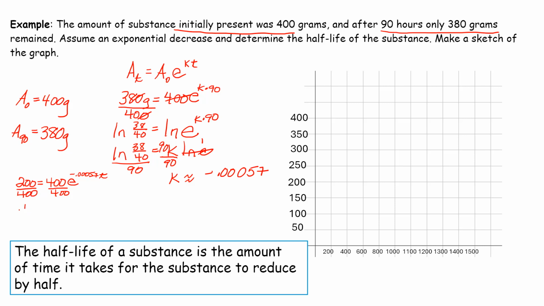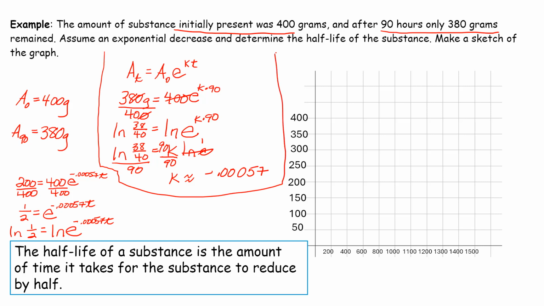So that's going to give us 1/2 equals e to the negative 0.00057t. Take the natural log on both sides to get t. Use the law of logs to bring the exponent that's in the log argument in front. I'm going to put a box around this so we don't get confused. So we'll have natural log of 1/2 is equal to negative 0.00057t times the natural log of e, which is just 1. And then we can divide both sides by negative 0.00057, and that will give us t.